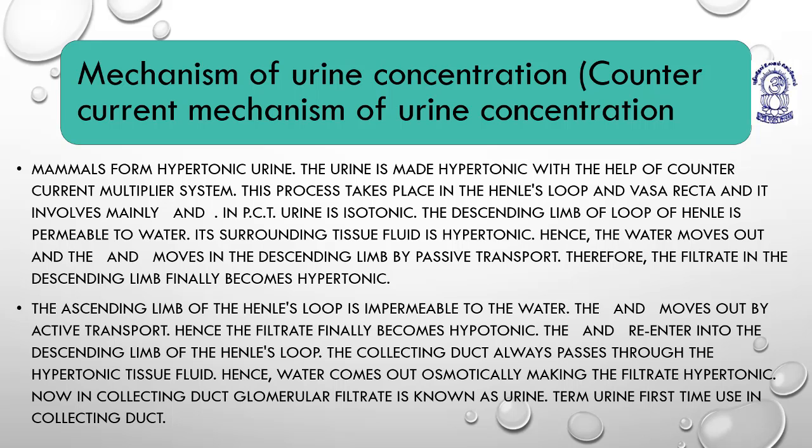Now, mammals form hypertonic urine. We have already understood in the previous slide, the urine is made hypertonic with the help of the counter current multiplier system. Very important. What is this counter current multiplier system? It is basically a mechanism which will help in concentrating the urine by maintaining high concentrations of NaCl and urea in the medullary interstitium.